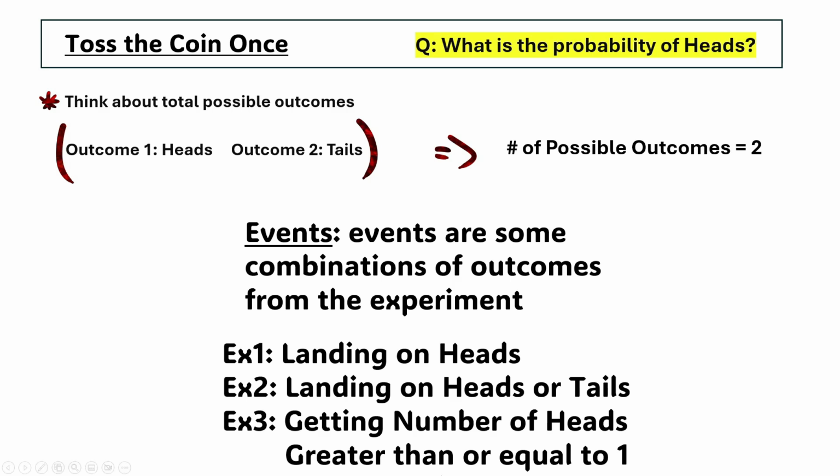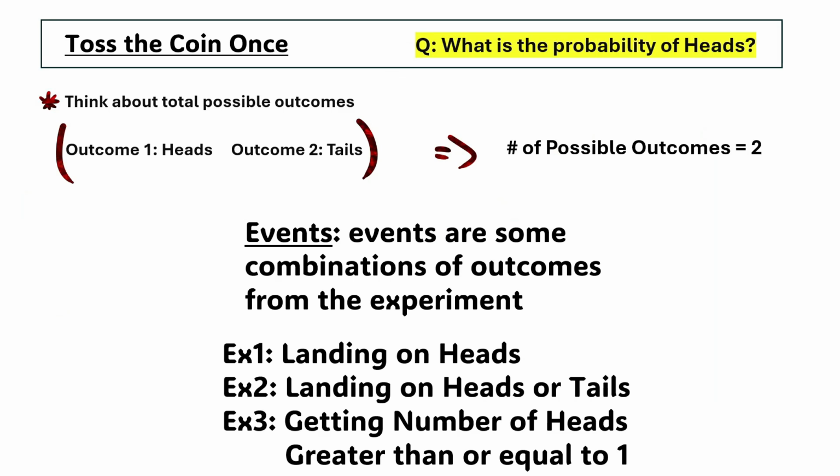So as you can see from our examples, all outcomes can be called events, but not all events are outcomes. Example 1, coin landing on heads, is one of the outcomes from our experiment, but examples 2 and 3 are not outcomes. They just represent some combinations of outcomes. So that's what events are.